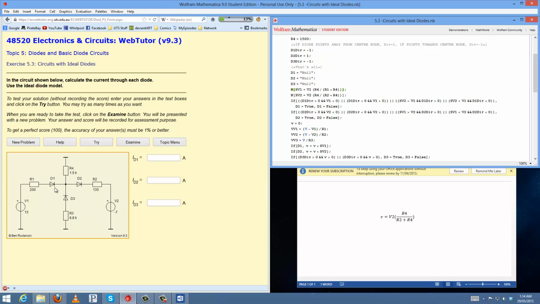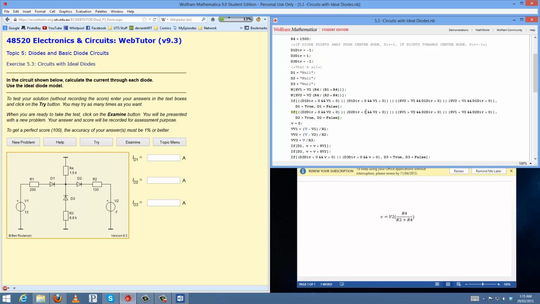Another check: if D1 is off and D2 is on, you need to check the voltage at the opposite side of the diode. If it's facing inwards and V1 is greater than V2, then D1 is now on. If it's pointing outwards and the voltage division you just calculated is greater than V1, then it is also on, and vice versa for diode 2.